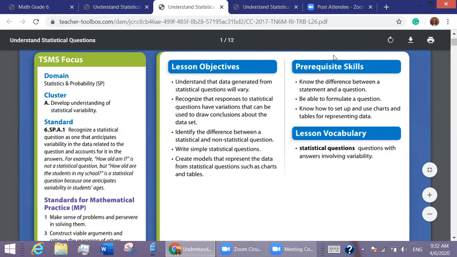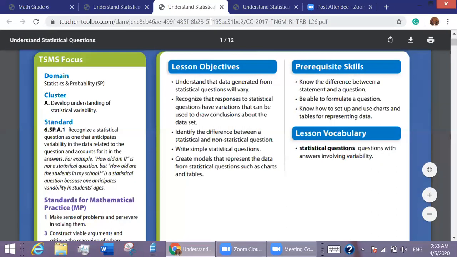This is Mrs. Towles, and Ms. Petty and I will go over this, and I'm going to give you your lesson objectives this morning, which are: understand that data generated from statistical questions will vary; recognize that responses to statistical questions have variations that can be used to draw conclusions about the data set; and identify the difference between a statistical and non-statistical question, and write simple statistical questions. Those will be our objectives for this morning.